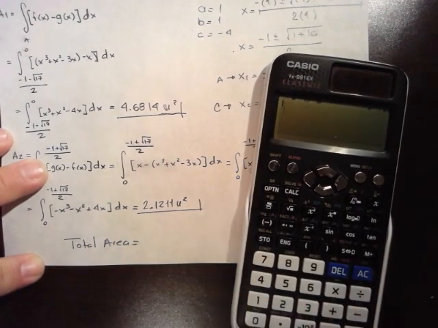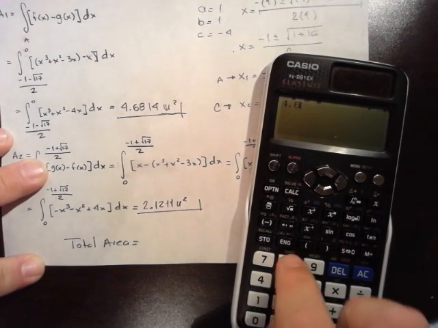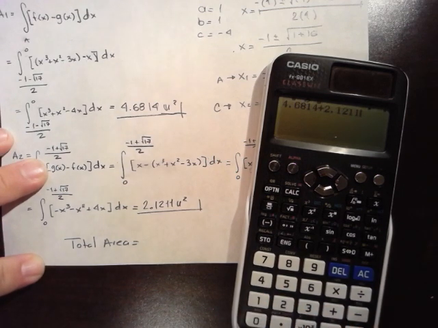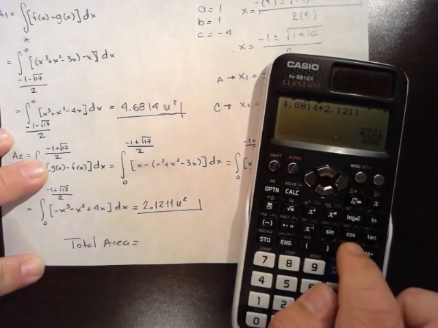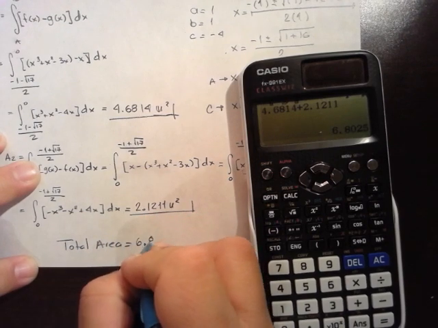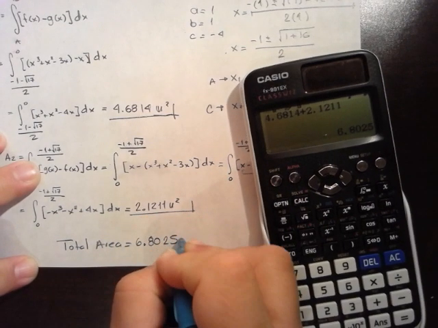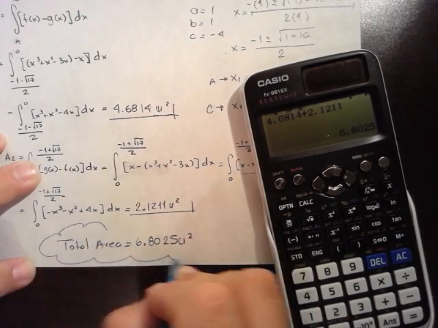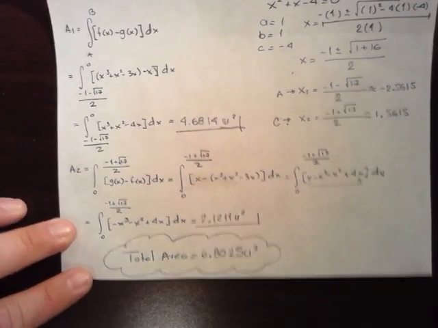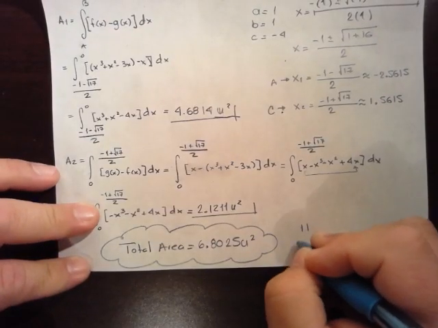Then the total area is going to be only the addition of both: 4.6814 plus 2.1211. Good. And the total area is going to be 6.8025 square units. And we finished example number 2 about the area between two curves. With this example and example number 1, right now you are able to do evidence number 1 of unit number 2.